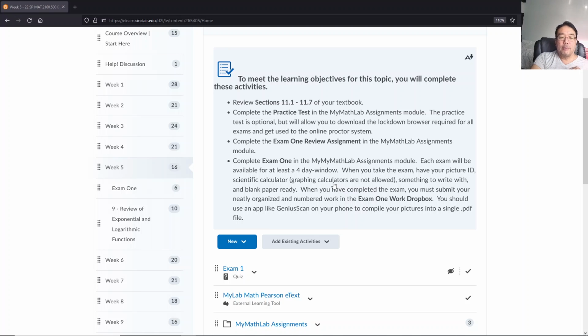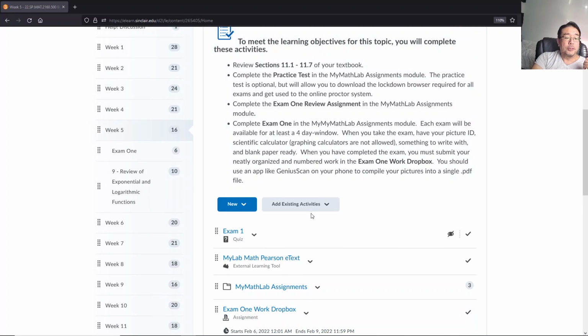You need something to write with and a blank piece of paper, because you submit your work just like you do with your worksheets immediately after you're done with the exam. Make sure it's neatly organized, because I go through it to see whether there will be any partial credit for the questions.